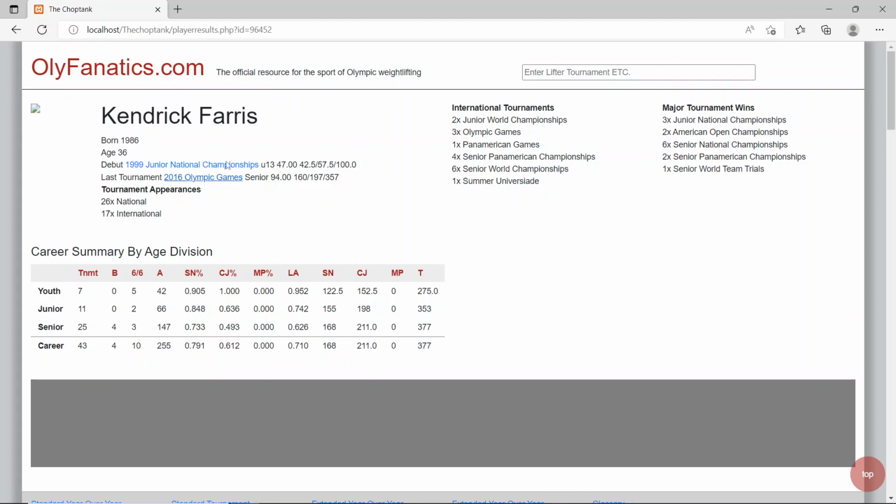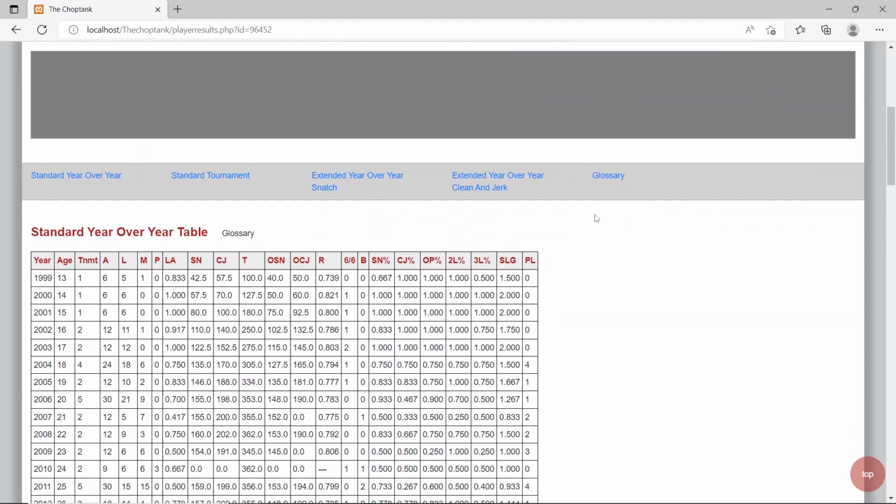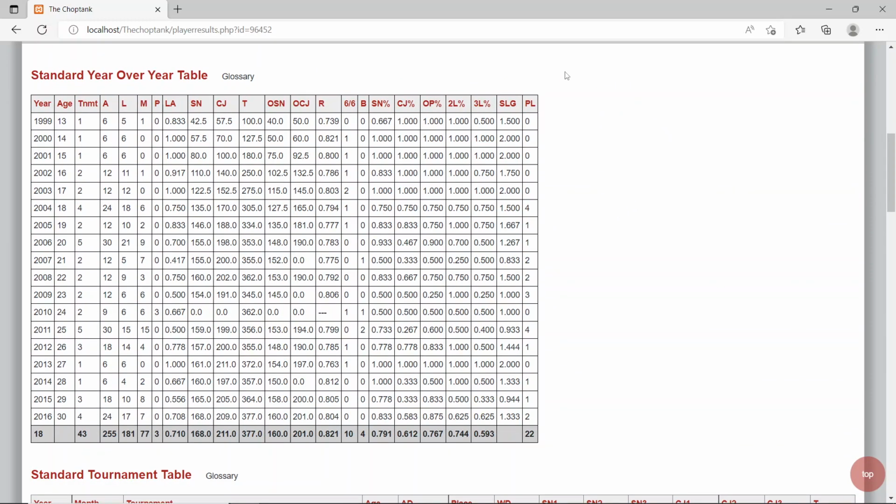We go to Kendrick Ferris, and we see the metadata, which shows the number of international tournaments that he's competed in, the major ones, and the major tournament wins. It's really a great tool to have everything summarized. For example, we know that Kendrick Ferris, throughout his career, made a staggering 71% of all of his lifts. It's interesting to note that Kendrick has made a staggering, again, 79% of all of his snatch attempts, which is pretty mind blowing when you look at it from a career's perspective.